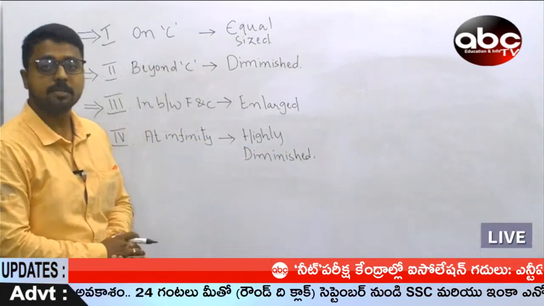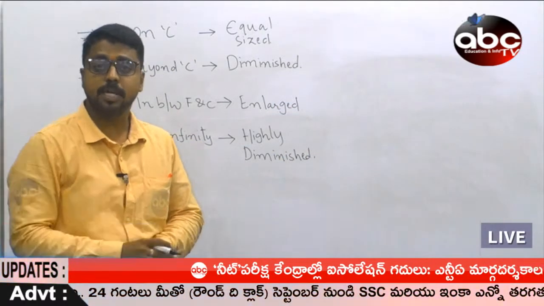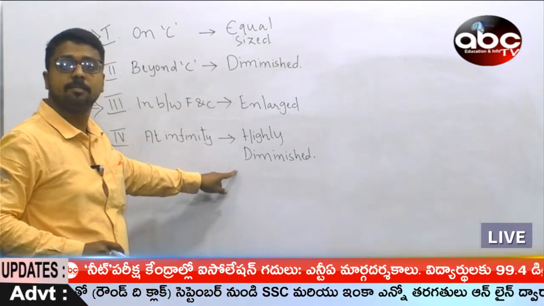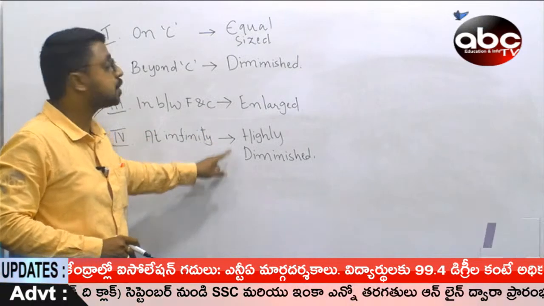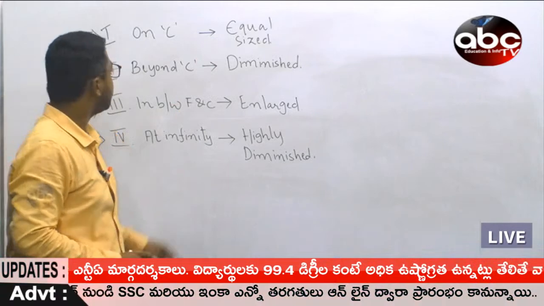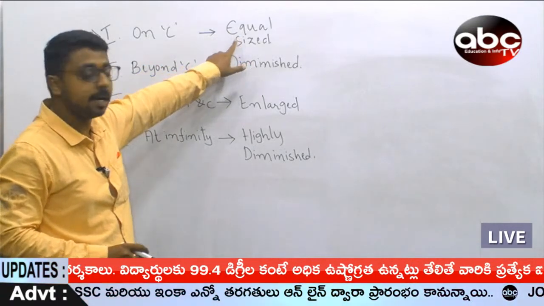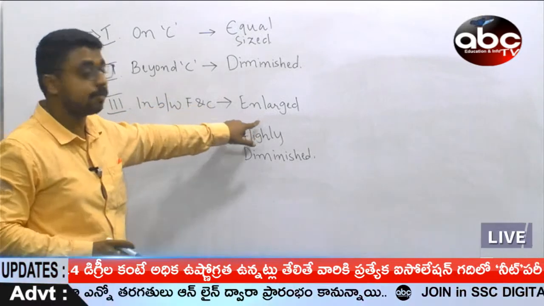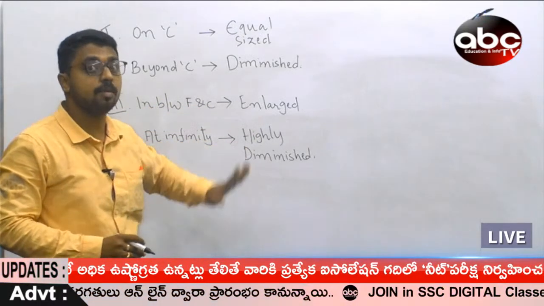So, my dear friends, what I want to say is that in size everything is different. You notice the variation in every heading of the ray diagram. On C it is different, beyond C it is different, in between F and C it is also different, and at infinity it is also different.